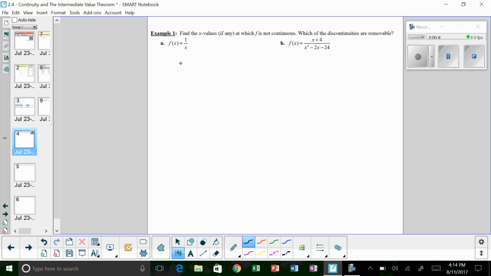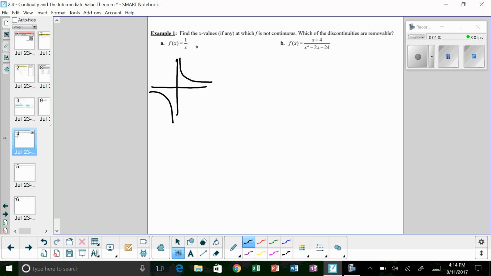We in fact should already know what its graph looks like. So without using a graphing calculator, but using our basic knowledge of functions, we know that we have a function with a vertical asymptote that corresponds to the y-axis.